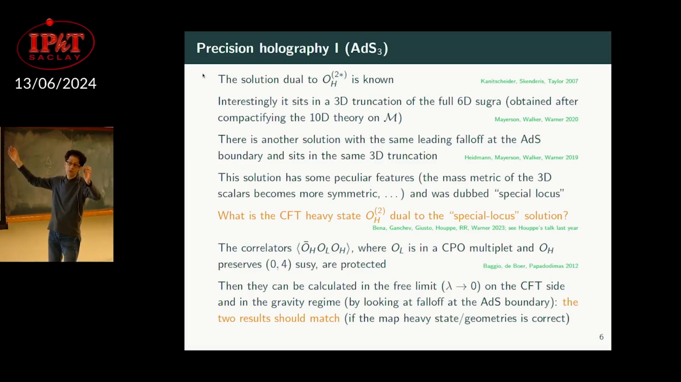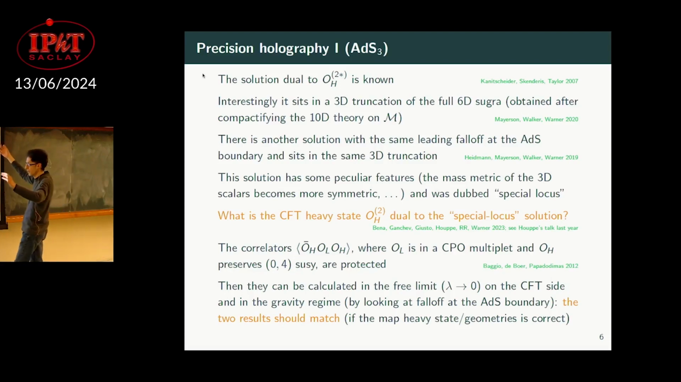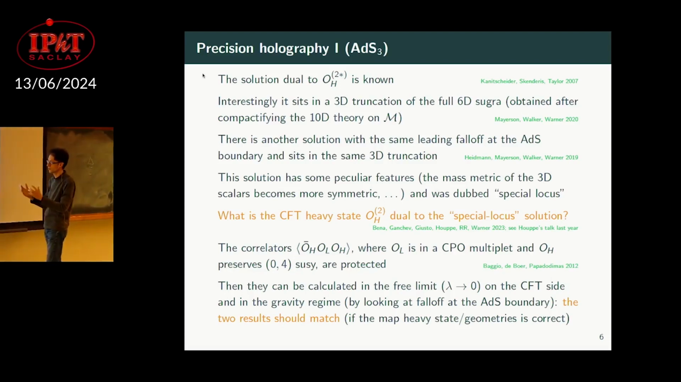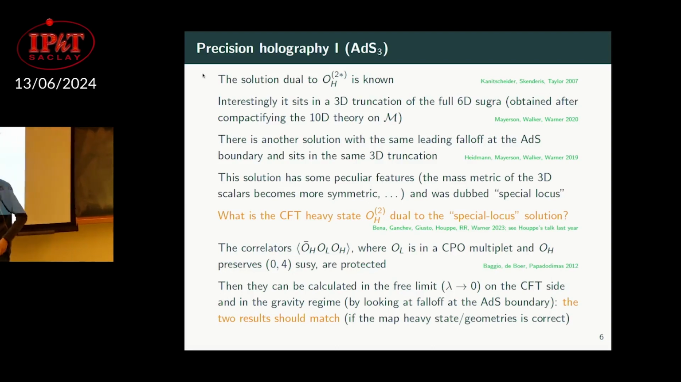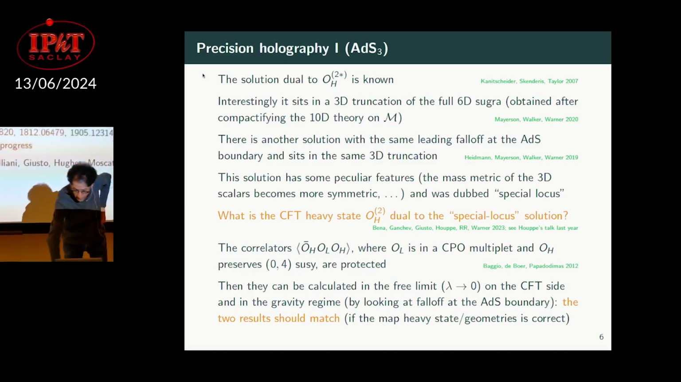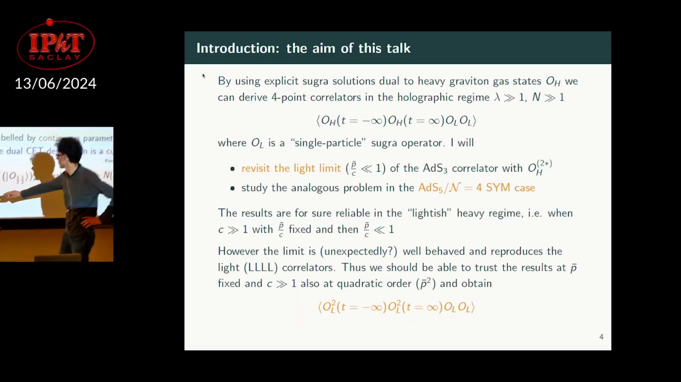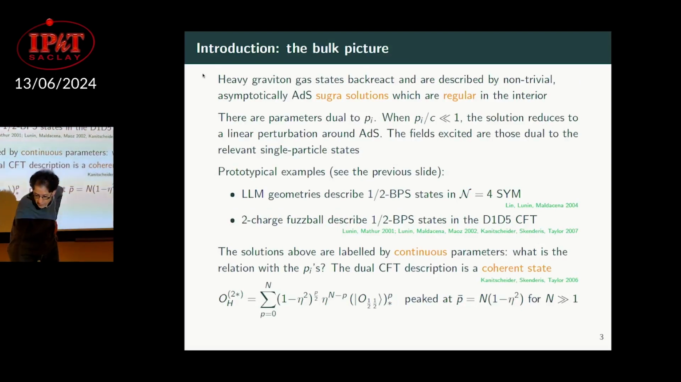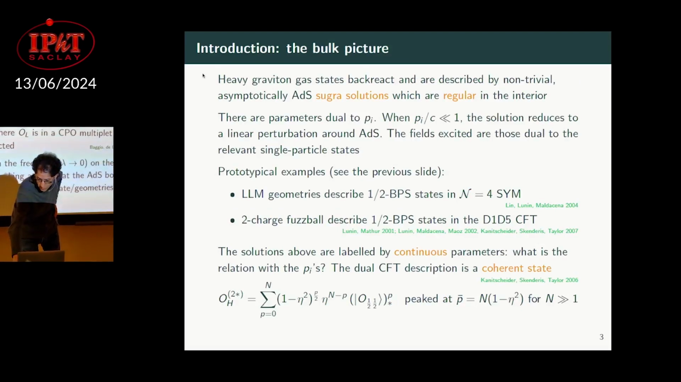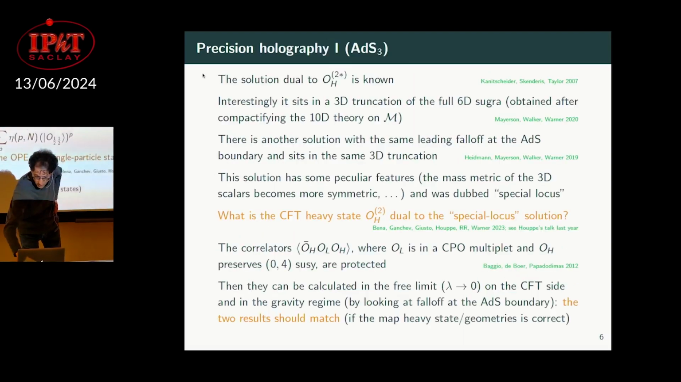two numbers should match, even if you don't have the full evolution. These two numbers should match. Well, they are not just numbers, right? They, in general, are functions of these parameters, right? So it's a non-trivial matching. It's not something like 2 equals 2, so you have to work.